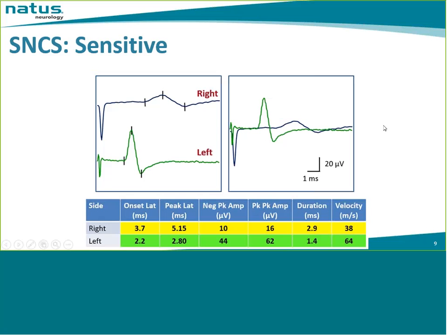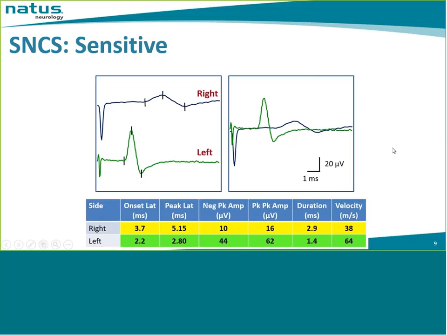The sensory nerve conduction studies are extremely useful in electrodiagnosis. They are very sensitive to detect pathology, for example, carpal tunnel syndrome. So here is an example of a bilateral median sensory nerve conduction study. We can see the response on the affected, the right side on top. It has increased latency, lower amplitude, and it also has a broader waveform.